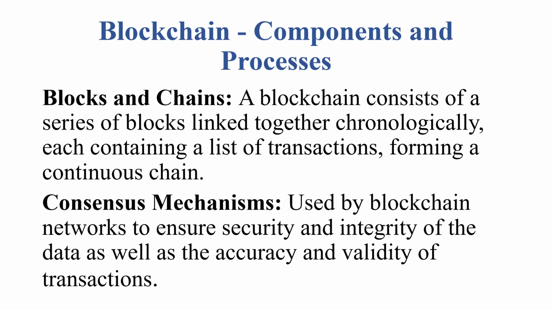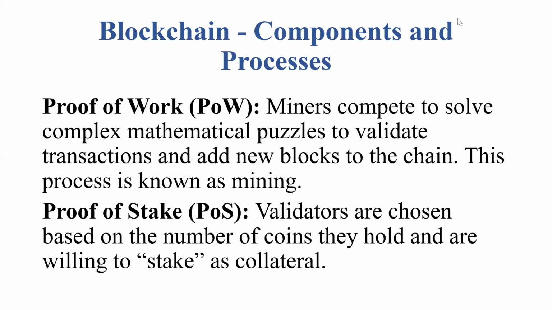A key process for blockchains are the consensus mechanisms. Now, consensus mechanisms are used by blockchain networks to ensure security and integrity of the data, as well as the accuracy and validity of transactions. In the context of blockchains, proof of work and proof of stake are two of the most common consensus mechanisms.